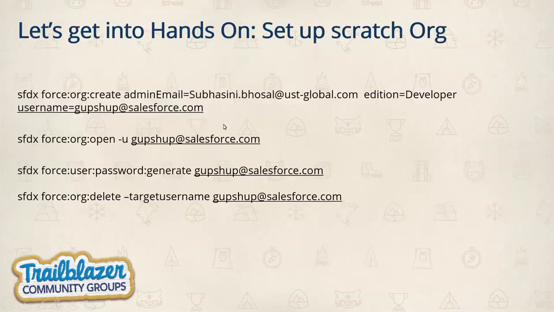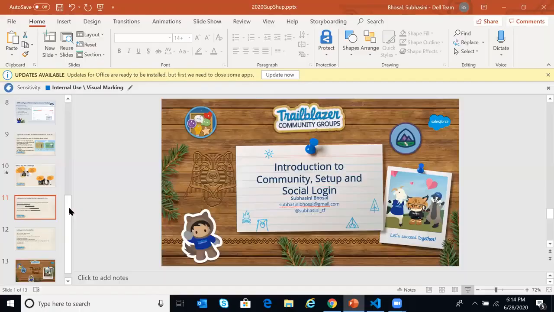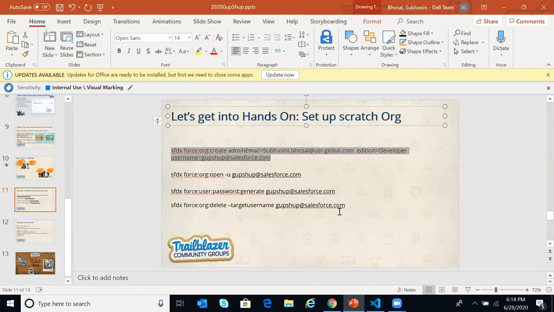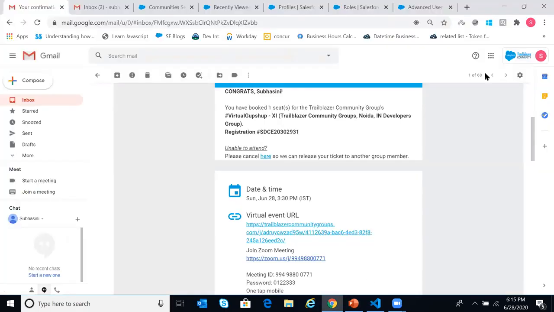For this demo, I have set up a scratch org. These are the basic commands that you need to set up your scratch org. The first command is this one, which will create your scratch org. I have already executed this one and created my scratch org. After that, if you want to open it, you follow this command, pass your username which you used in step 1, and it will open that org for you. For now, I have just created everything. So let's go to my scratch org. So this is my scratch org.